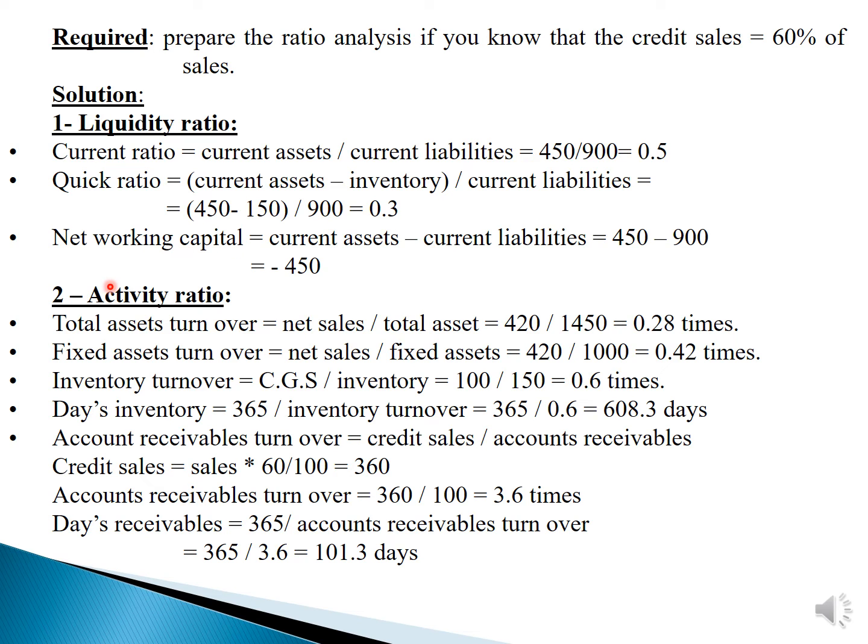Activity ratio. In the activity ratio, we have total assets turnover, fixed assets turnover, inventory turnover, days inventory, account receivable turnover, and days receivable. Okay.